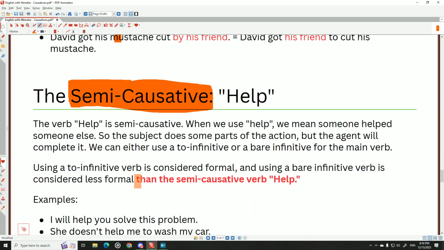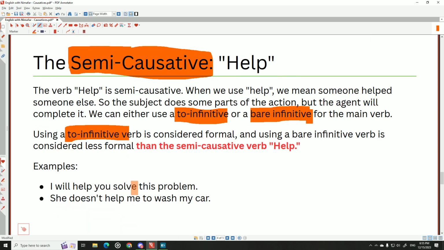So, the semi-causative. The verb help is semi-causative. When we use help, we mean someone helps someone else. So the subject does some parts of the action, but the agent will complete it. Remember, will complete. So together they accomplish, they complete the action. We can either use a to infinitive or bare infinitive, whatever you like. You can use both of them, but to infinitive is more formal, and bare infinitive is less formal. It is still formal, but less formal.